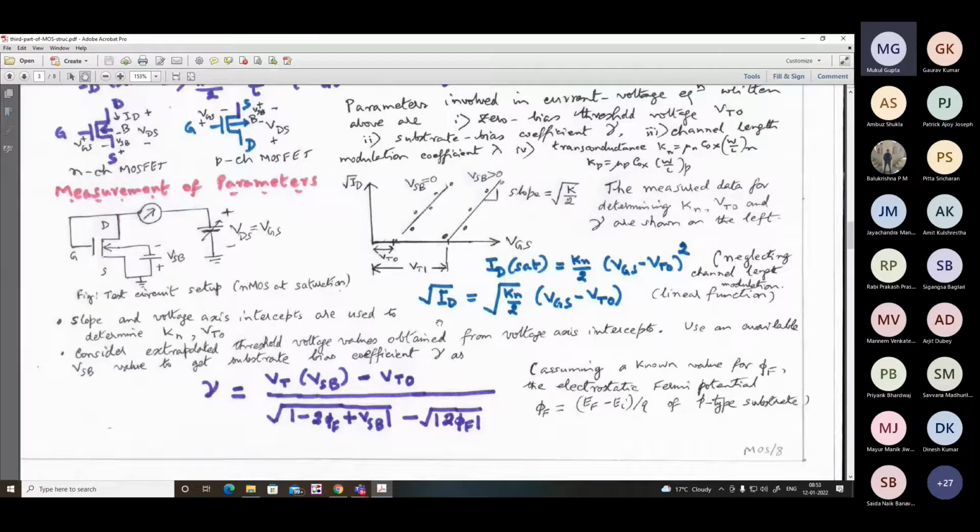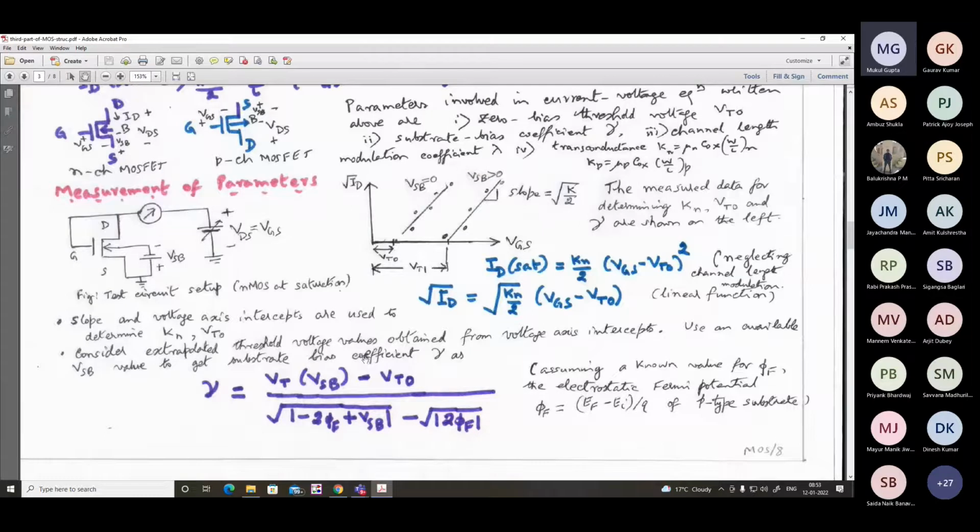If you look at the second graph, root over ID equals root over kn by 2 into (VGS minus VT). This is equivalent to a y equal to mx plus c curve. So root over kn by 2 is the slope of the straight line, and the intercept on the current axis will be root over kn by 2 into VT0. That is negative actually, right? Negative intercept. We are not showing it.